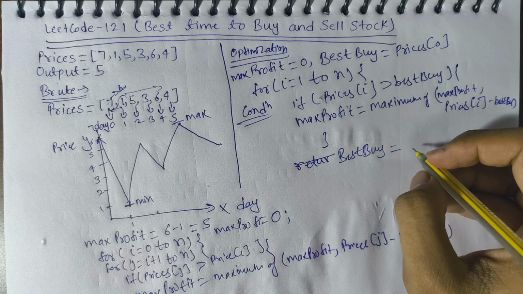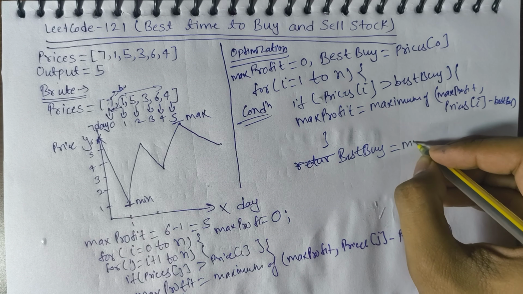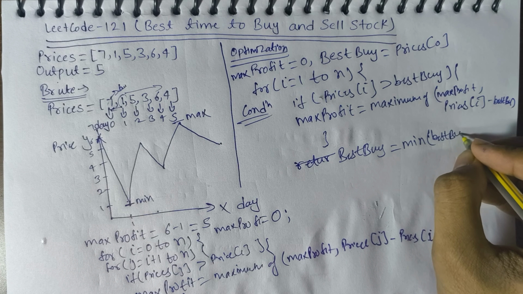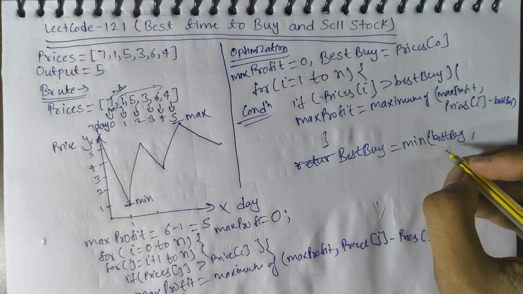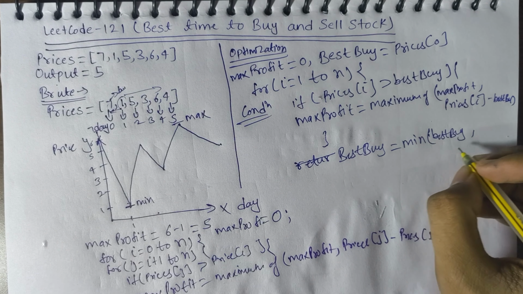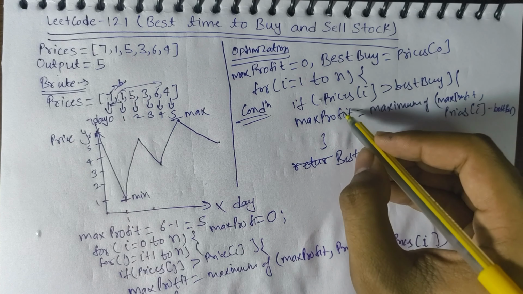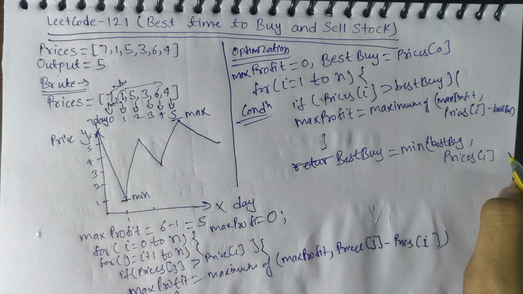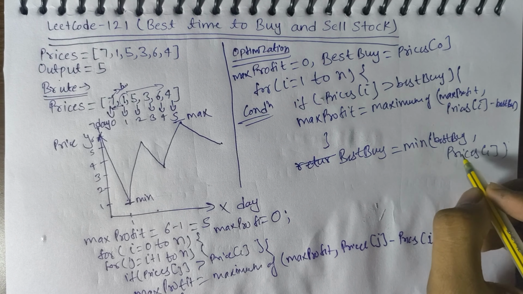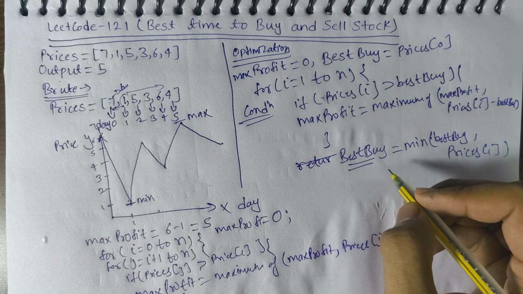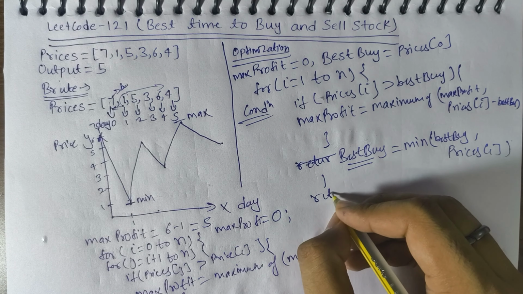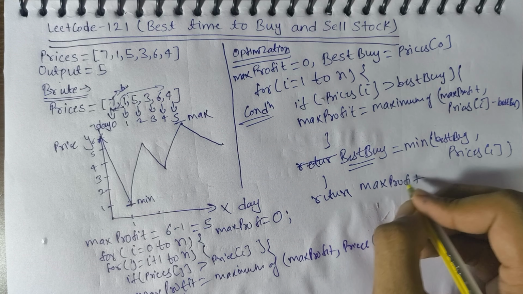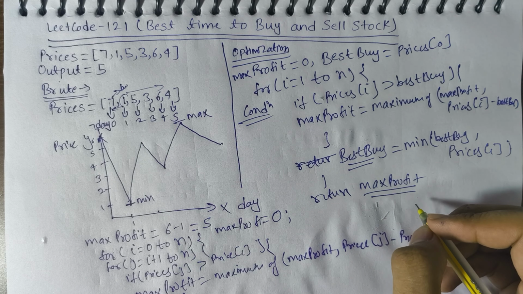In best buy, we take the minimum of best buy and price as we traverse the array prices[i]. So the minimum between best buy and price is assigned to best buy, and in the last we return max profit. So this is our most optimized approach.